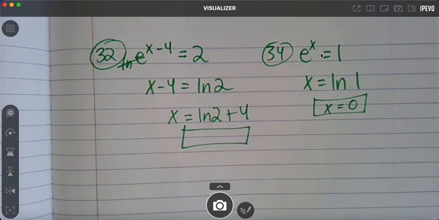So 4e to the x equals 10, divided by 4. What's that? 2.5. So e to the x equals 2.5. So I got ln 2.5, and you get 0.92. Yep, that's correct. That's number 29.